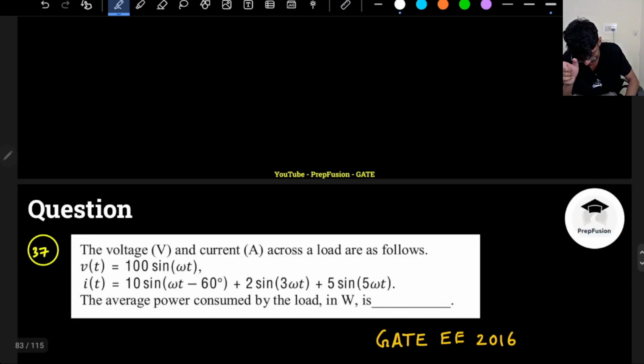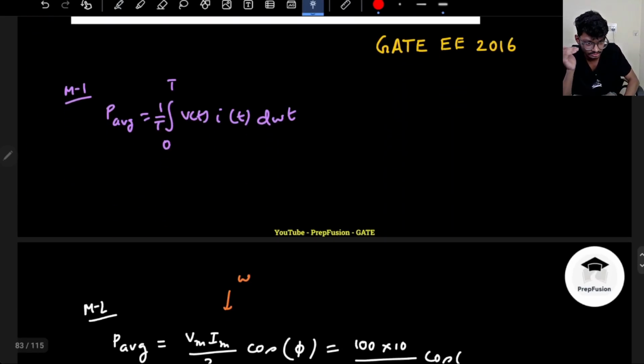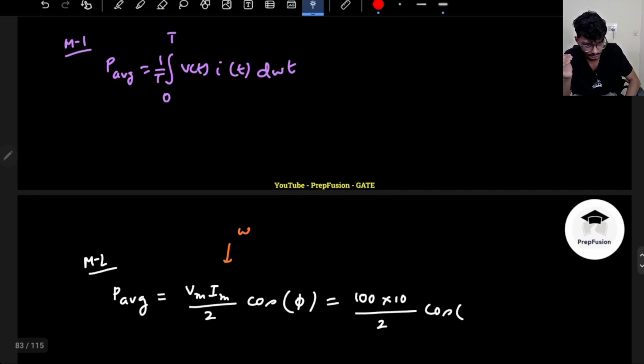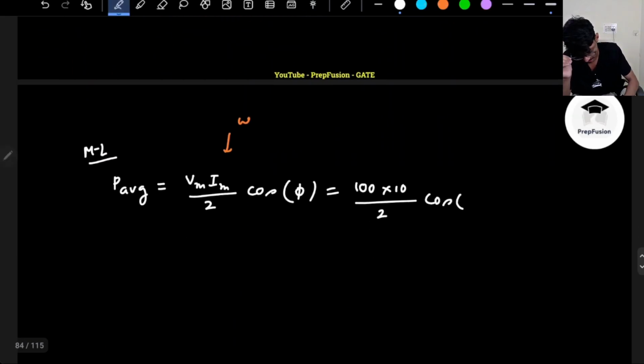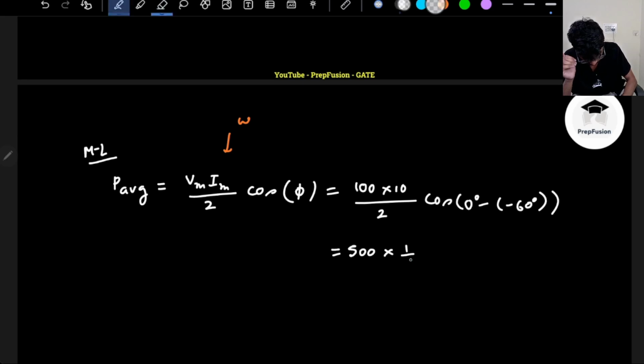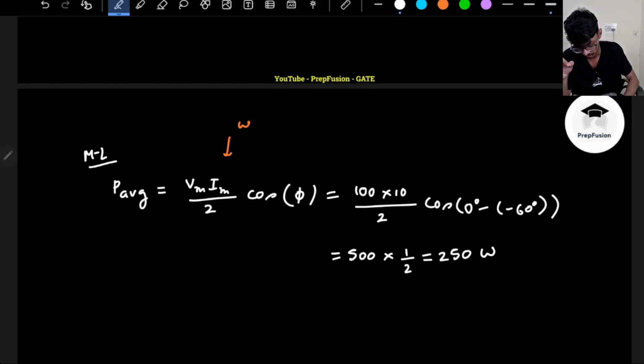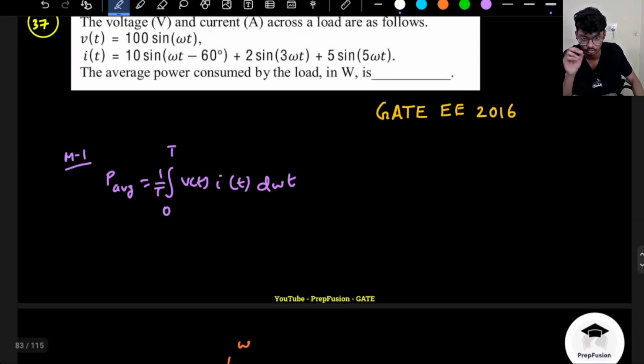What is the power factor? Basically theta v minus theta I. Theta v is 0, sin omega t is the reference, and theta I is minus 60. So this will be 0 degrees minus of minus 60. So this will be 500 times cos 60, which is 1 by 2. So this will be 250 basically. This will be the simple answer. If you solve with method 1, you will get back to the same answer only. Orthogonality property, that's it. Simply use the orthogonality property.